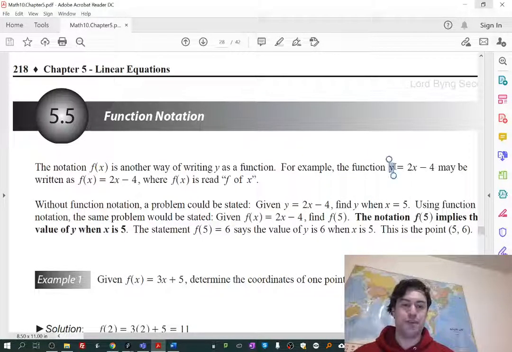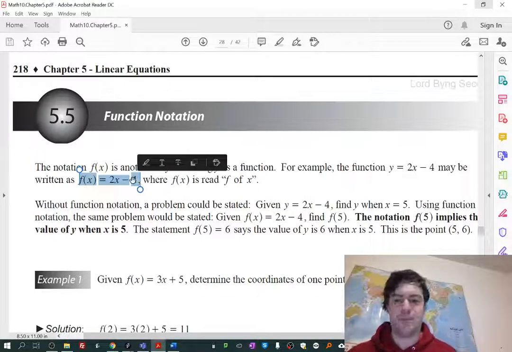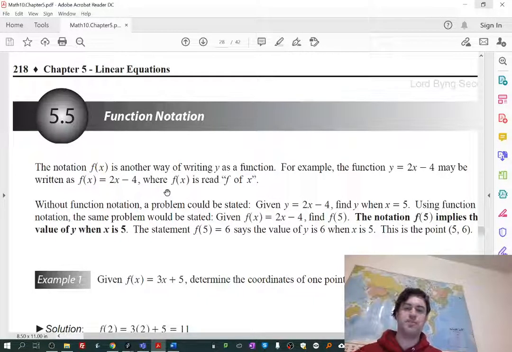So for example, here, this was your equation, y equals 2x minus 4. You could rewrite it as this thing here. F of x is how you pronounce that. F of x equals 2x minus 4. So we're saying that y is a function of x. Here's the equation, and that's a way to translate into this new function notation. Okay, that's great. Let's see what we can do with this.